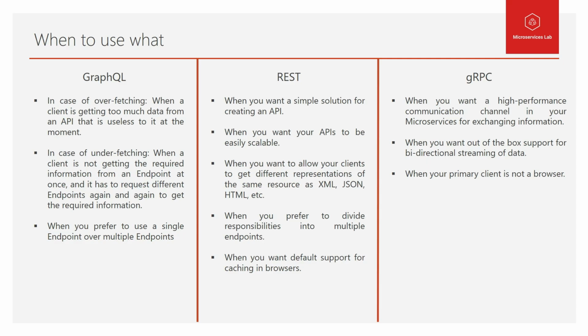In GraphQL, we only get support for JSON till now, and in gRPC, we have a different format, the protocol buffers format, and it has another option as JSON. But with REST, we can request and get a response in XML, JSON, HTML, etc. We have a lot of options or media types here. When you prefer to divide responsibilities into multiple endpoints. If you want your application to have multiple endpoints, then REST is your choice.